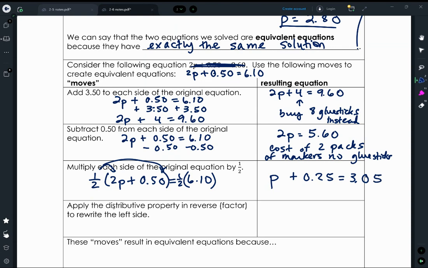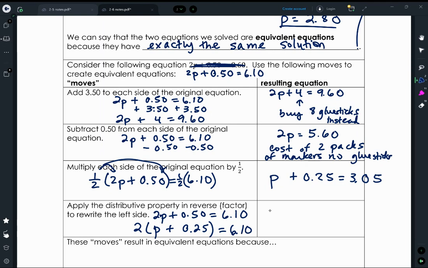All right, the next one says apply the distributive property in reverse, which is factor, to rewrite the left side. So what that means is instead of distributing a number in, I'm going to distribute a number out. So if I think about how originally we had 2p plus 50 cents equals 6.10, on the left side, because I have a 2 in front of my p, I'm going to divide out a 2 from both of them. So instead of multiplying a 2 inside, I'm going to divide it out and put it in front. So 2p divided by 2 would be a p. 50 cents divided by 2 would be 25 cents.